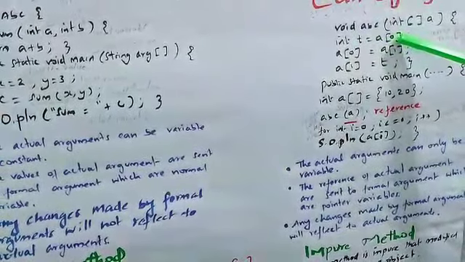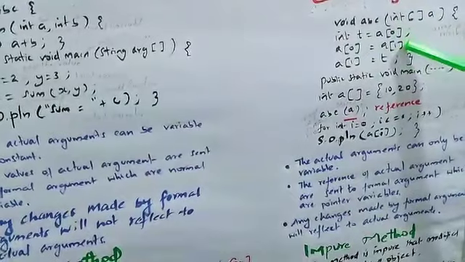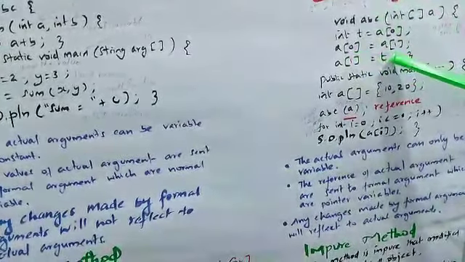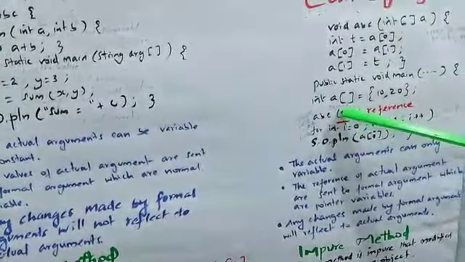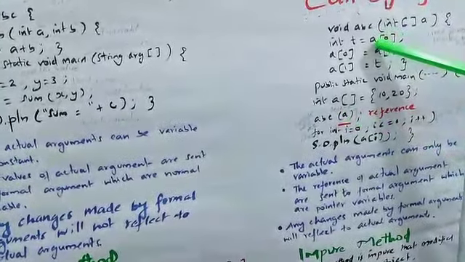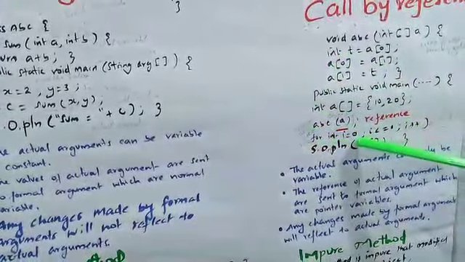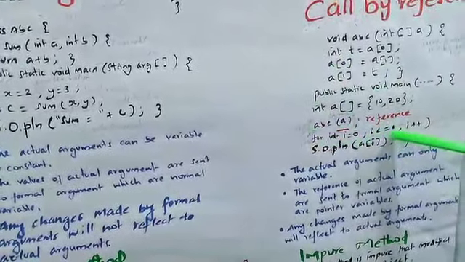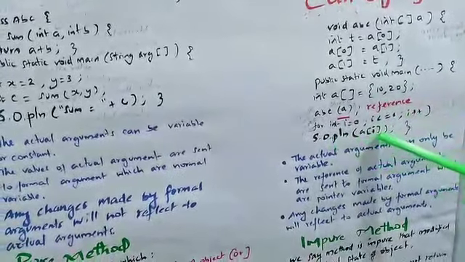So a of 0, what was that? a of 10 is equal to a of 20. Now a of 20 is equal to t. So the a object will be here, but the reference will go here. After that, you have to take one loop: for int i is equal to 0, i less than 1, i plus plus. Then you have to print a of i.